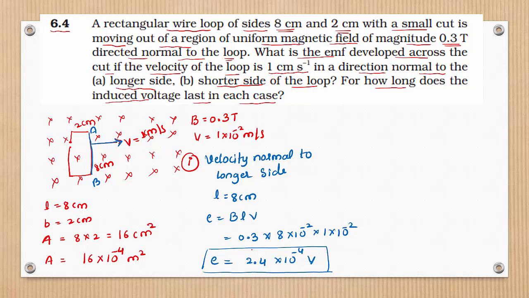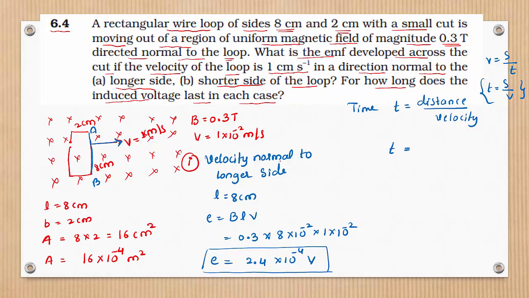Then we have to calculate the time. How to calculate time? I am going to use the equation distance traveled divided by velocity, because we know that V equal to S by T, S equal to V into T, or T equal to S divided by V, since we want a time interval. So this equation I am using here, distance divided by velocity. Substitute the values, t equal to distance divided by velocity. In place of distance, what are you going to consider? We have to find the time for how long the induced voltage lasts in each case.